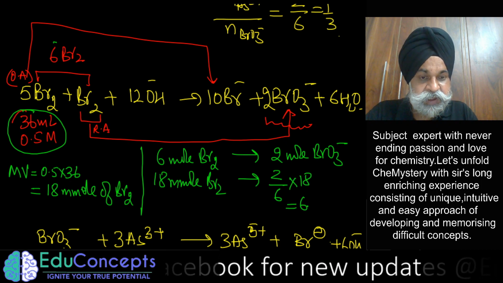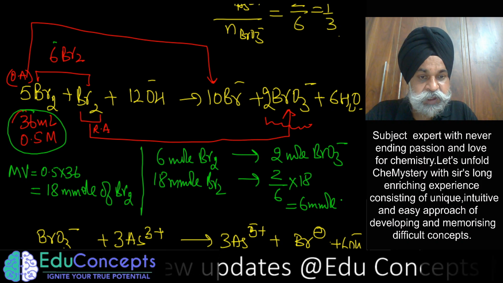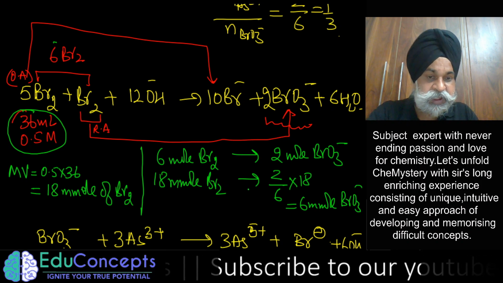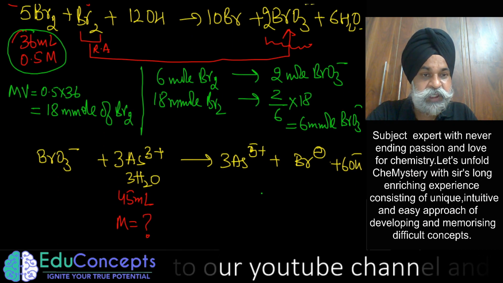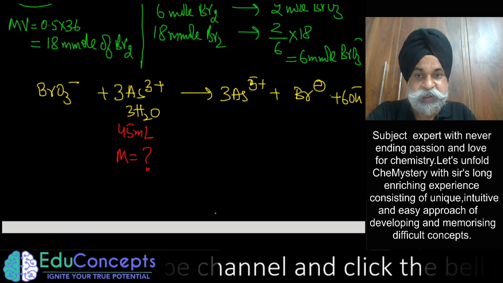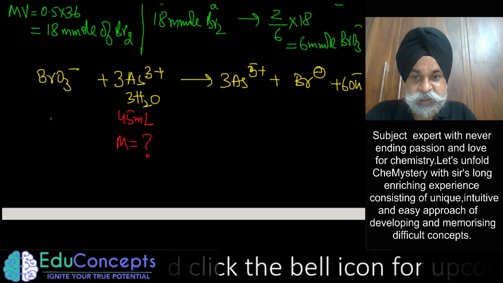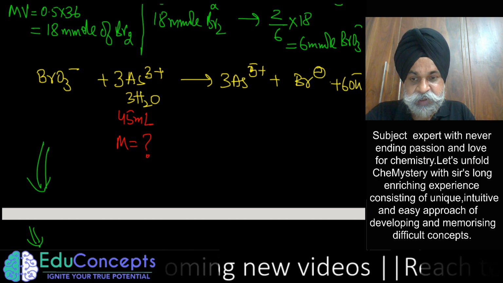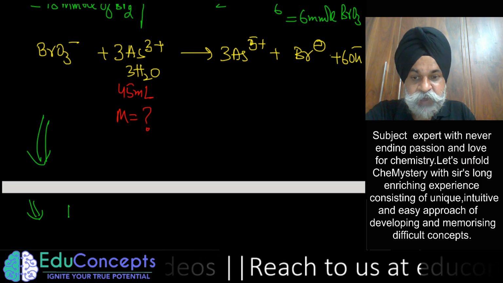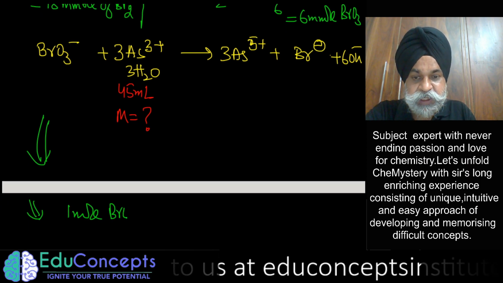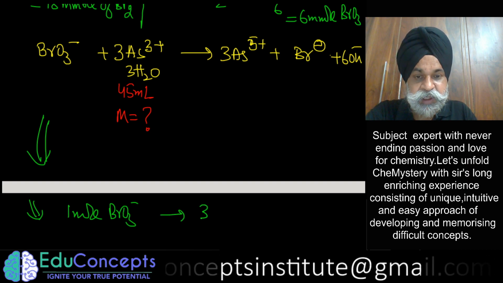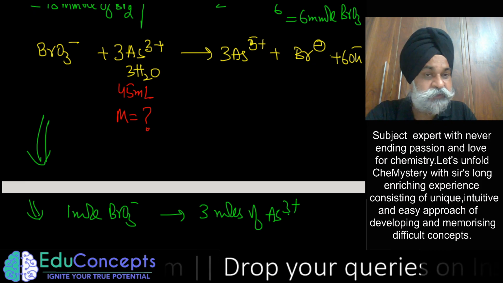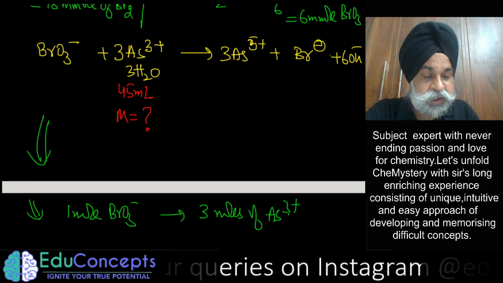So that is 6 millimoles. 6 millimoles of BrO3 negative is formed. So in the first reaction, 6 millimoles of BrO3 negative is formed. Now the question is very easy. Now from here you can say, in the second reaction, 1 mole of BrO3 negative requires 3 moles of As3 positive for its complete oxidation.